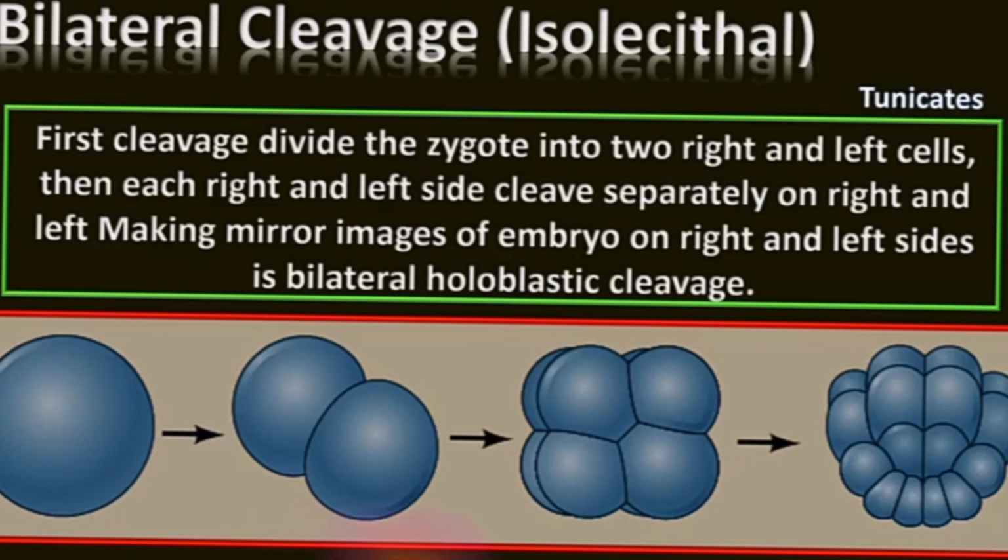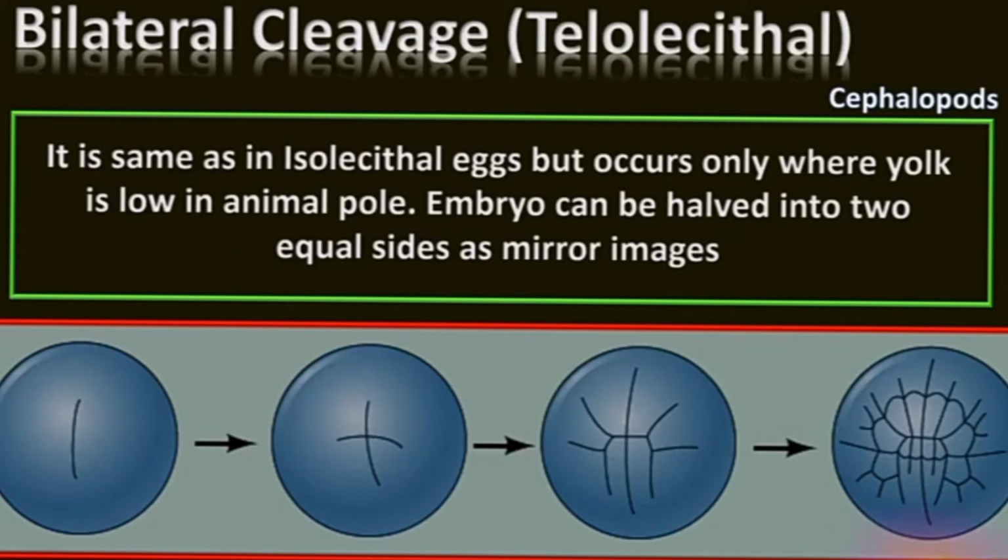Here is a diagram. Cleavage in telolecithal eggs: there is a considerable amount of yolk and the accumulation of the yolk is at one pole. The cleavage is holoblastic or complete, that is, the entire egg is subdivided, but it is unequal because the resulting cells are of unequal size. Diagram is shown.